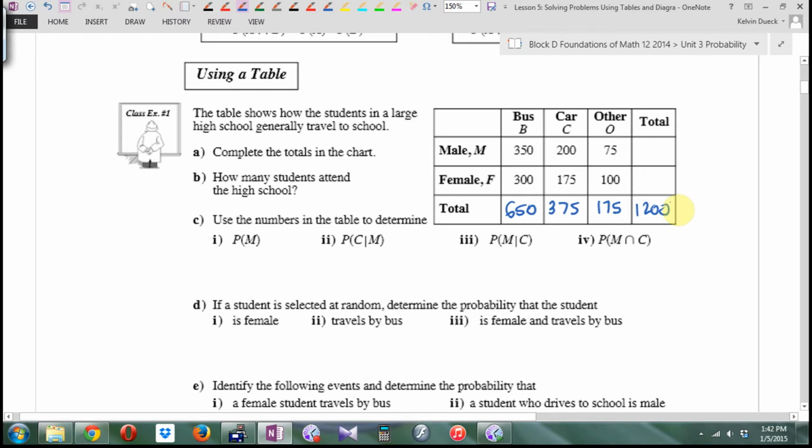Let's also add horizontally across here as well. How many males are there in the school grand total? 350, 275, 625? Yeah. How many females? Ideally, I think it should be 575 if my math is correct, but let's double check. Yep.